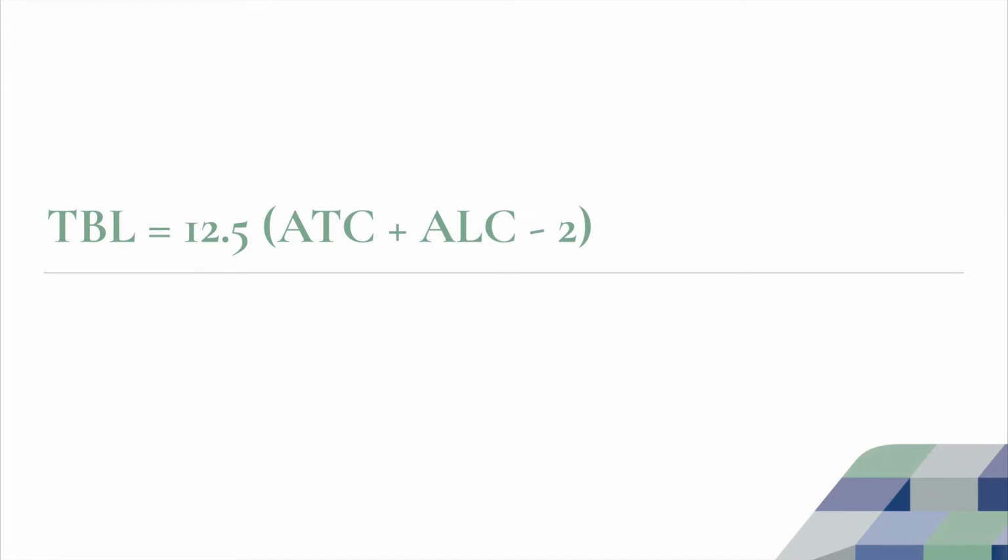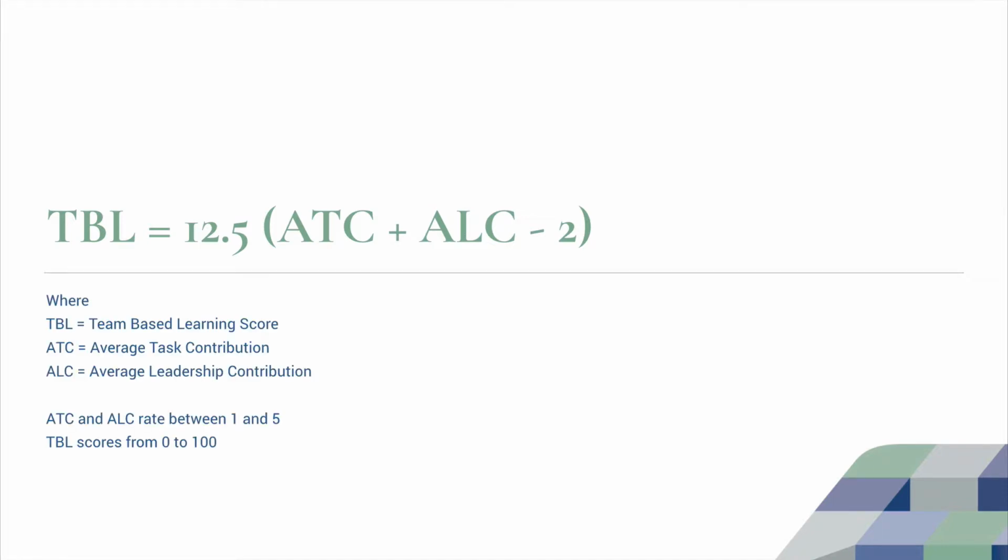Now we're going to look at the calculation of Team-Based Learning Score. The Team-Based Learning Score is calculated from the average task contribution and the average leadership contribution. There's a few numbers in here, 12.5 and -2. That's to ensure that the TBL scores range from 0 to 100. Why is that? That's because the individual ratings and consequently the average task contribution, they range between 1 and 5. So we have to do these multiplications and the scaling.